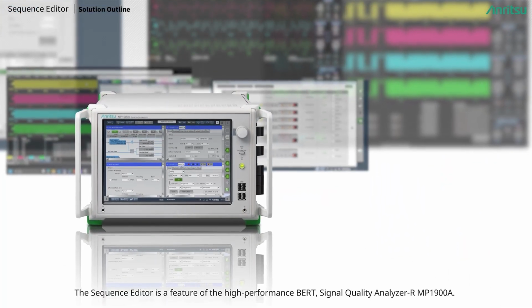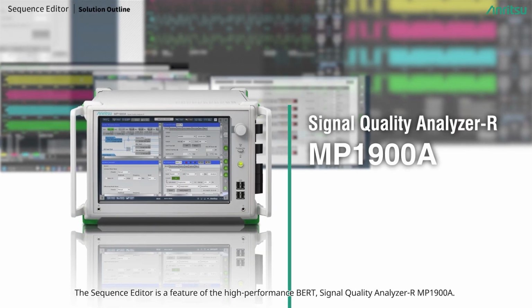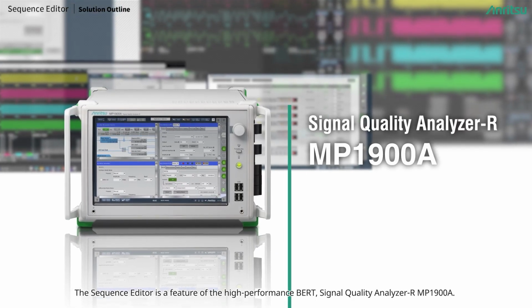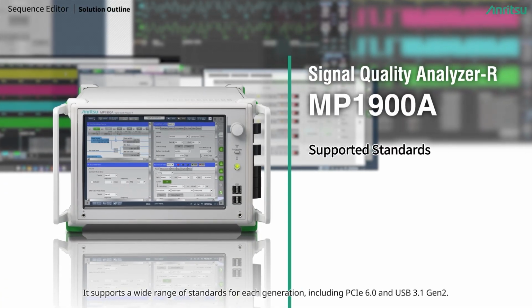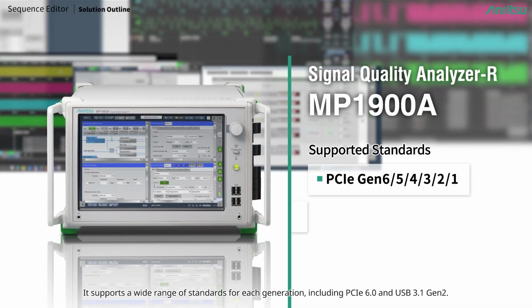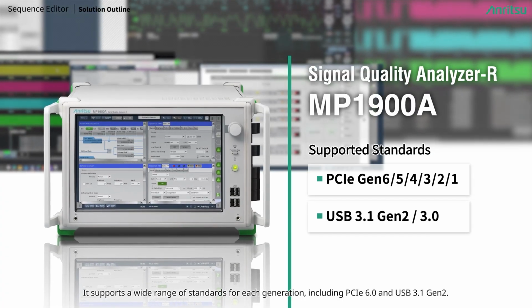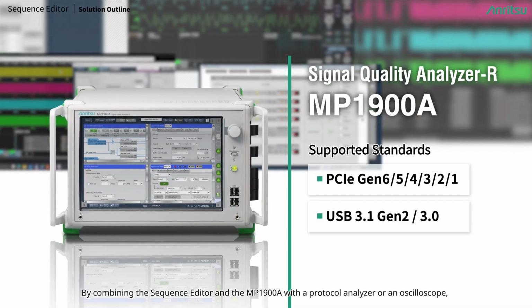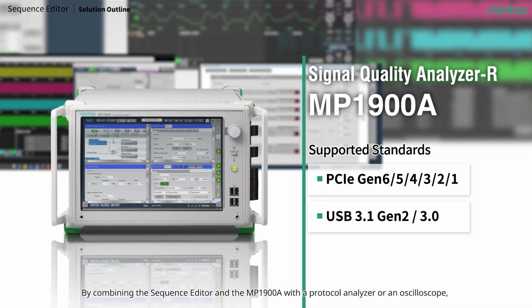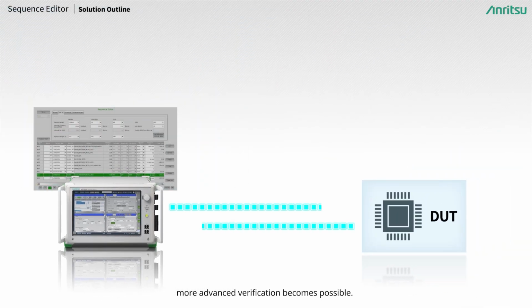Sequence Editor is a feature of the high-performance BERT, Signal Quality Analyzer-R MP1900A. It supports a wide range of standards for each generation, including PCIe 6.0 and USB 3.1 Gen 2. By combining the sequence editor and the MP1900A with a protocol analyzer or an oscilloscope, more advanced verification becomes possible.